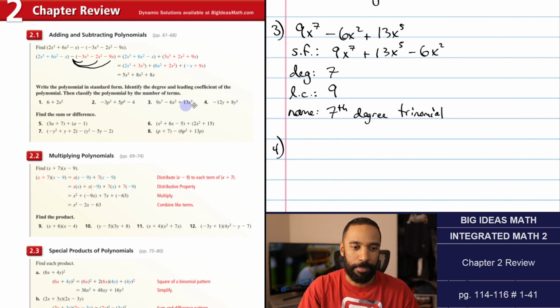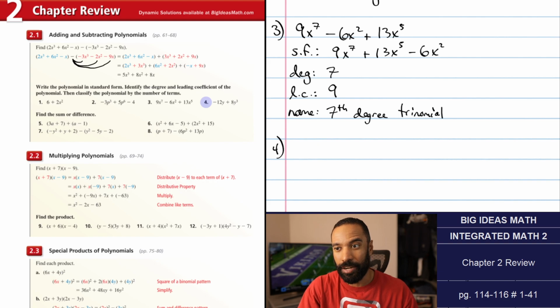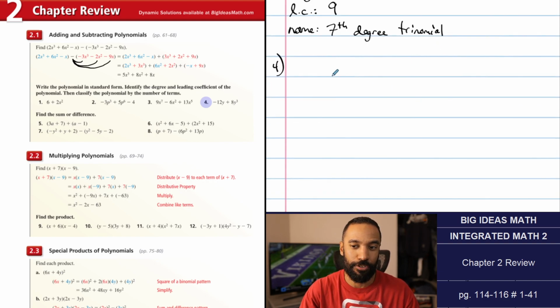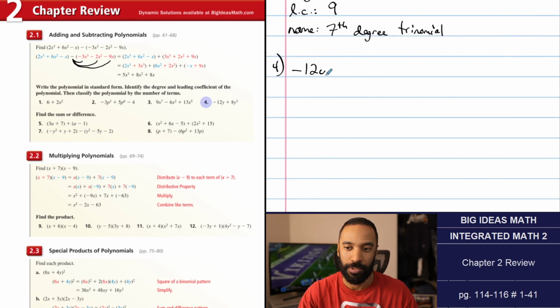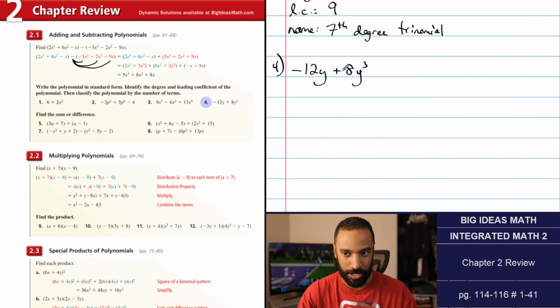And then number 4. Negative 12y plus 8y cubed. By the way, none of these were, but if they were already in standard form, don't let the problem trick you too much. Just rewrite exactly what they gave you. Now, this is not in standard form.